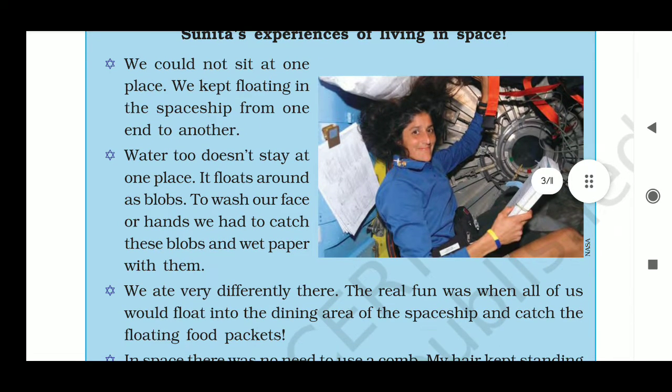Sunita's experience of living in space. We cannot sit at one place. We kept floating in the spaceship from one end to another. Water too does not stay at one place. It floats around as blobs. To wash our face or hands, we had to catch these blobs and wet paper with them. So everything was floating around, and it was difficult to do normal activities.